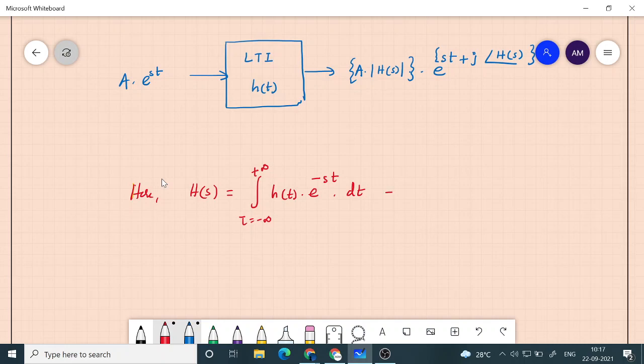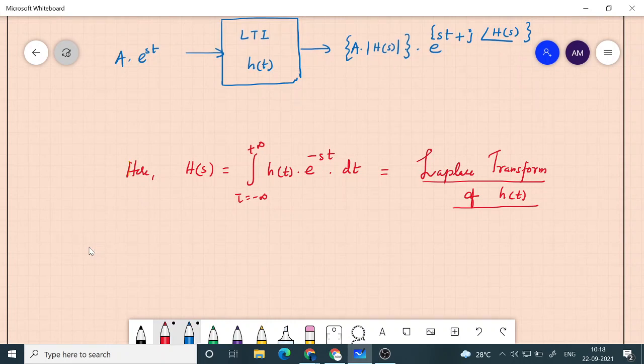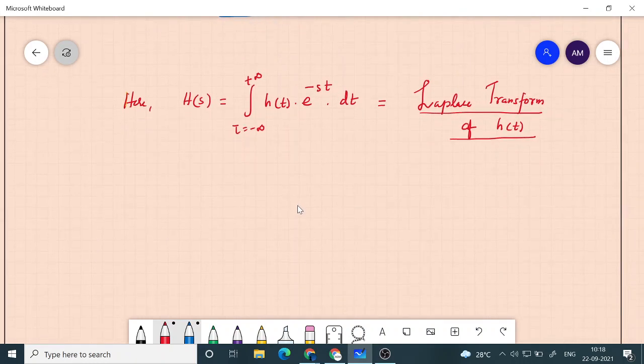Now what is this? This is called the Laplace transform. Laplace transform of h of t. So this is how Laplace transform becomes important in the study of LTI systems. Okay, so if you have an impulse response h of t, then if you do this operation, it is called Laplace transform, finding the Laplace transform of h of t.